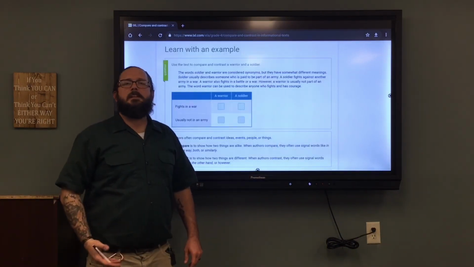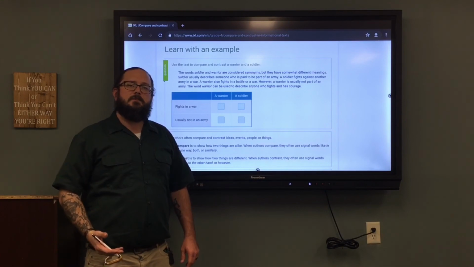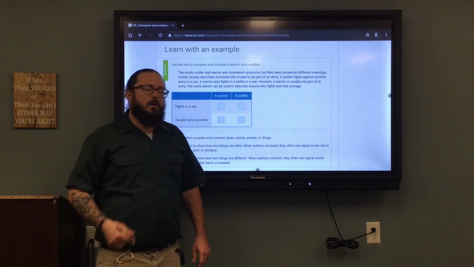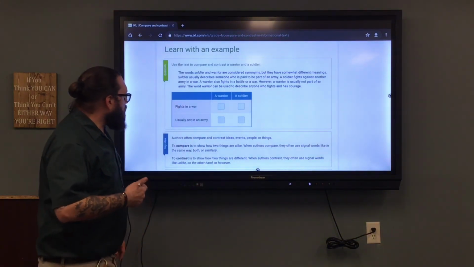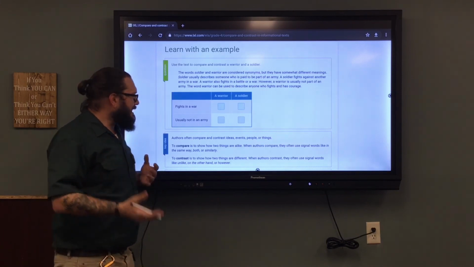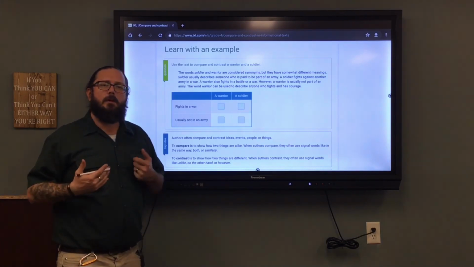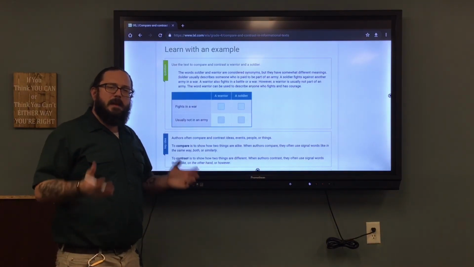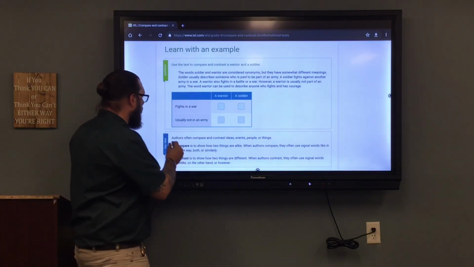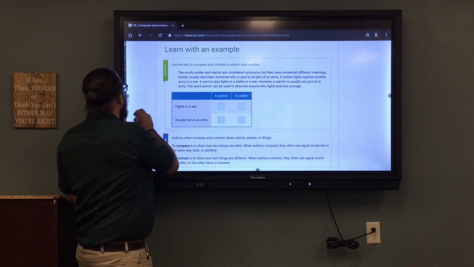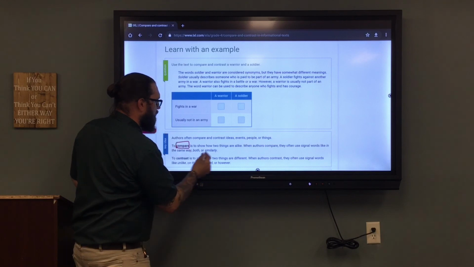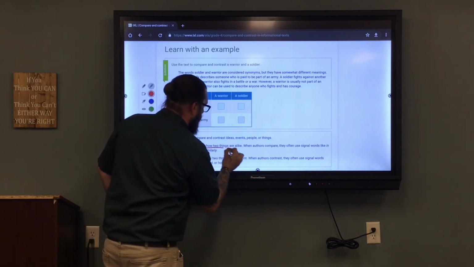The third type of connection that we will examine is what is known as compare and contrast. Now, an author will use compare and contrast to examine different ideas, events, people, or things. So they'll make comparisons between the two to determine how they are alike. So when they make a comparison, they're looking at how two things are alike.